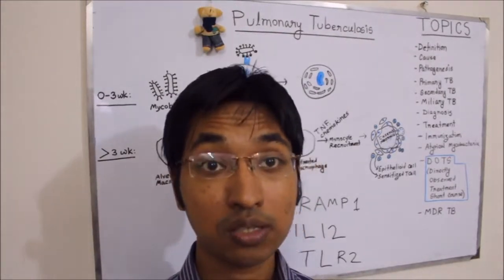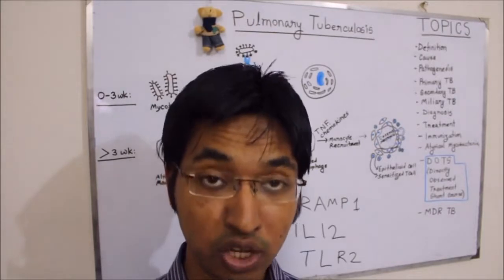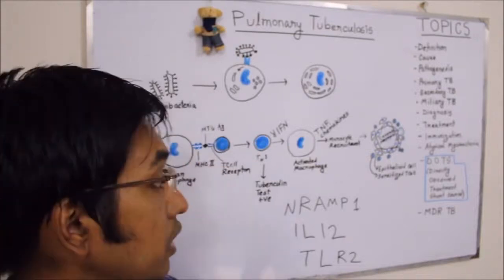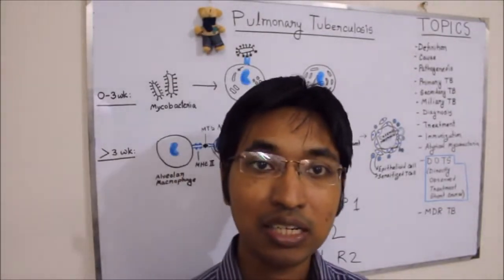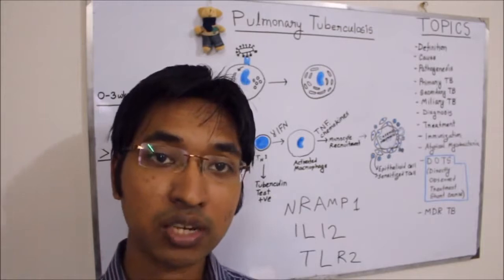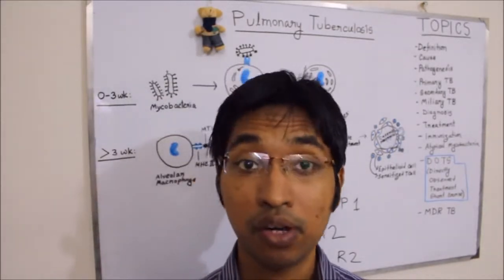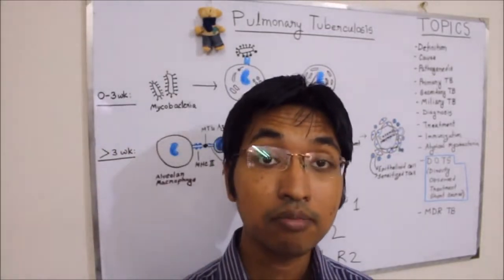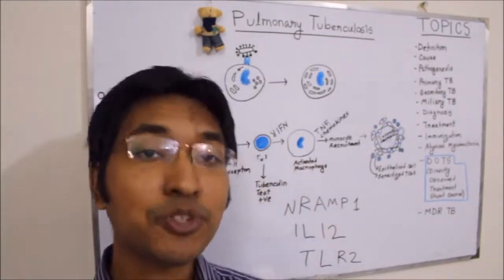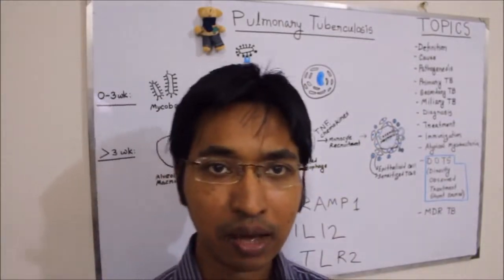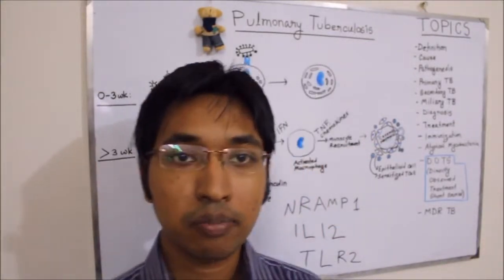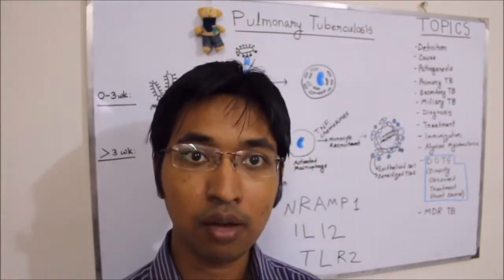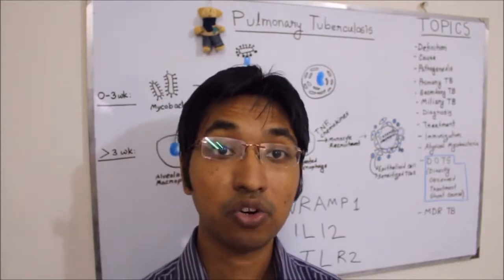Once T helper 1 cell is differentiated, and once it has become mature, that will release interferon gamma, and interferon gamma is a very important chemical mediator that you have to remember, not only for Mycobacterium tuberculosis but also for your cell mediated immunity topics. You have to remember interferon gamma. You know what does it do? It activates macrophage and makes macrophage bactericidal. Now macrophage becomes powerful to kill microorganism.